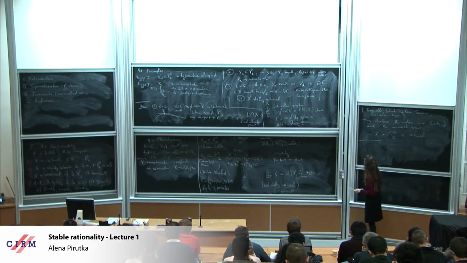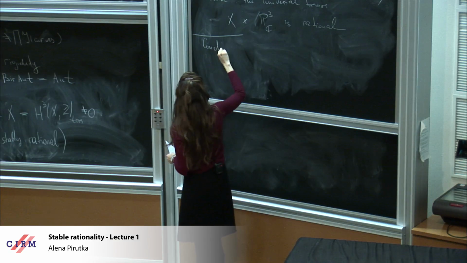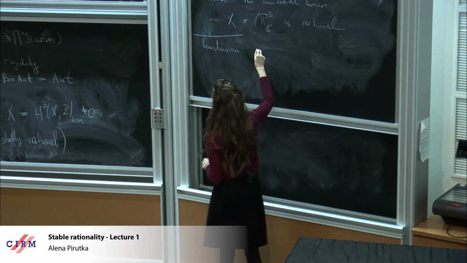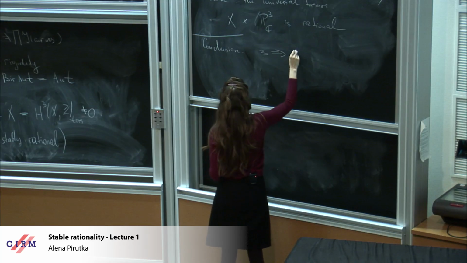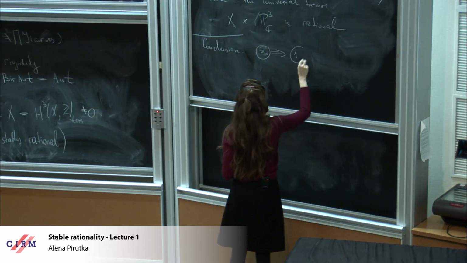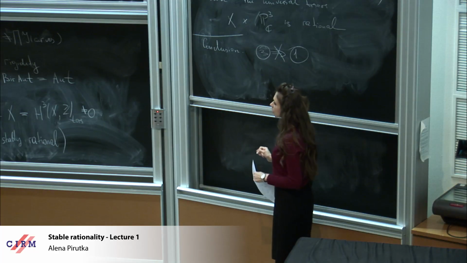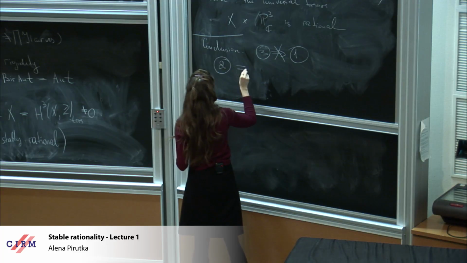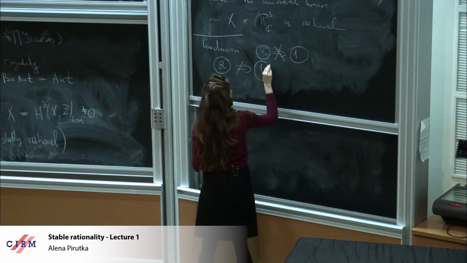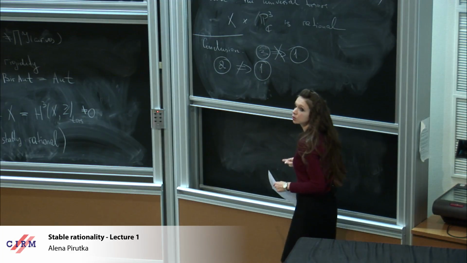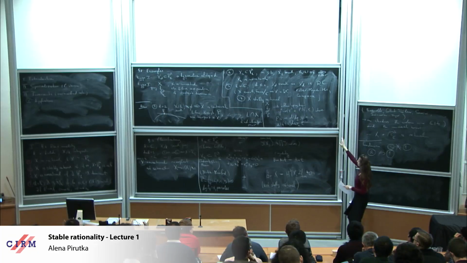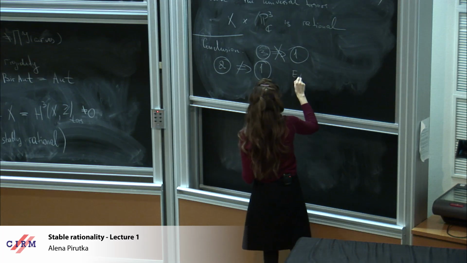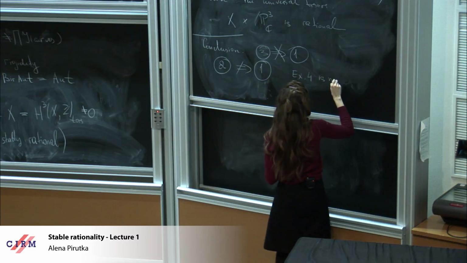Well, then, so conclusion. Coming back to the diagram at the beginning, we know that 3 does not imply 1, right? The unirationality does not imply rationality. So also the stable rationality does not imply rationality. Actually, this example, one shows that it's not rational. Okay, so example 4 is not rational.